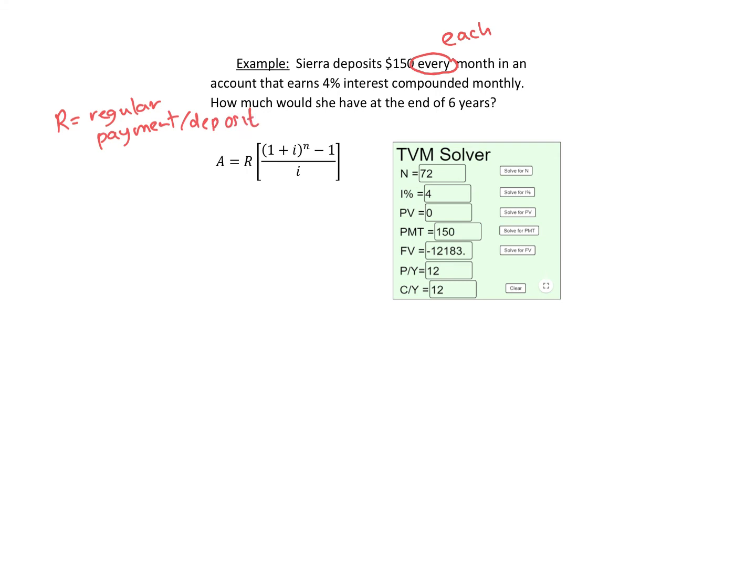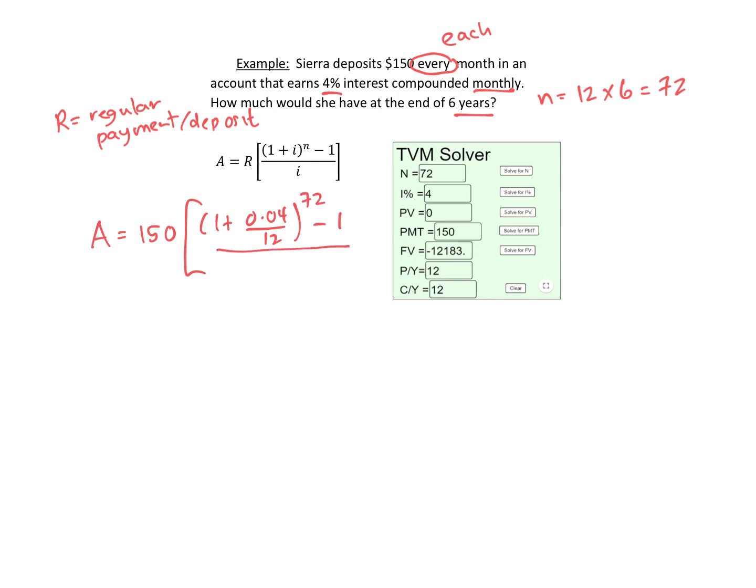Okay, so this time I'm depositing $150, so that's the regular payment. The interest rate is 4%. We're going to compound it monthly, so let's divide that by 12. N will be monthly, so 12 times 6 years. So there will be 72 deposits. So we'll put 72 there. Don't forget to subtract 1. And then that is over the interest rate, which is 4% monthly. So we're going to calculate all of this on our calculator, and you should end up with approximately 12,183.